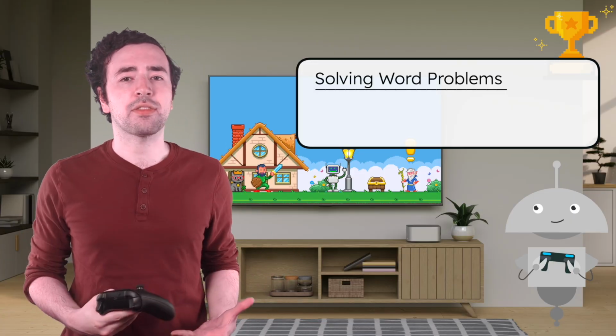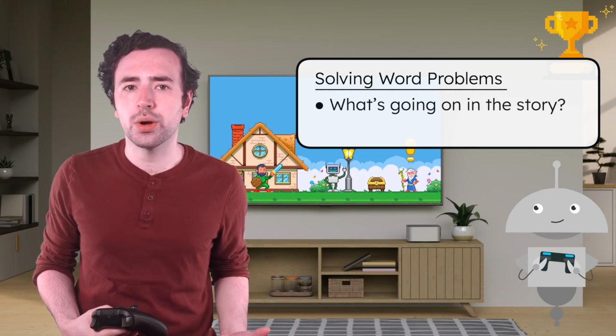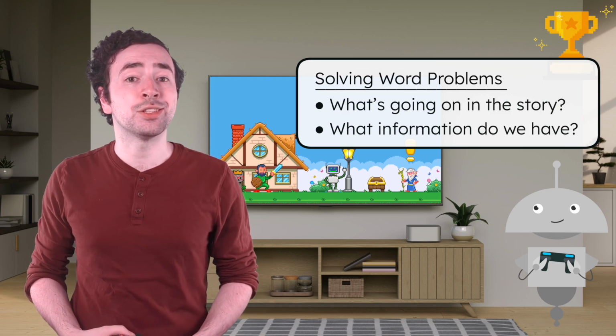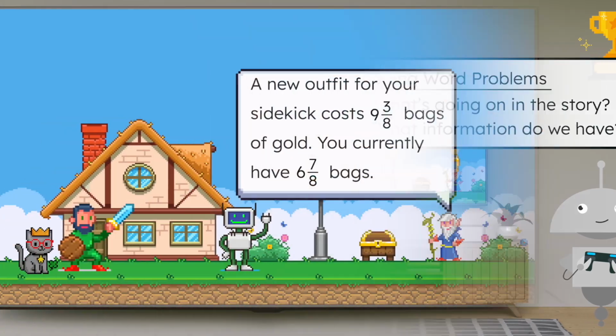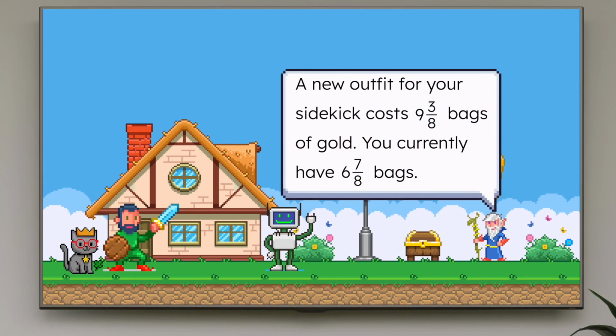When solving word problems, it helps to start by thinking about the situation and identifying things like what's going on in the story and what information do we have. That can help us figure out what we need to do to solve. Try it out yourself with this first one. A new outfit for your sidekick costs 9 3/8 bags of gold. You currently have 6 7/8 bags.